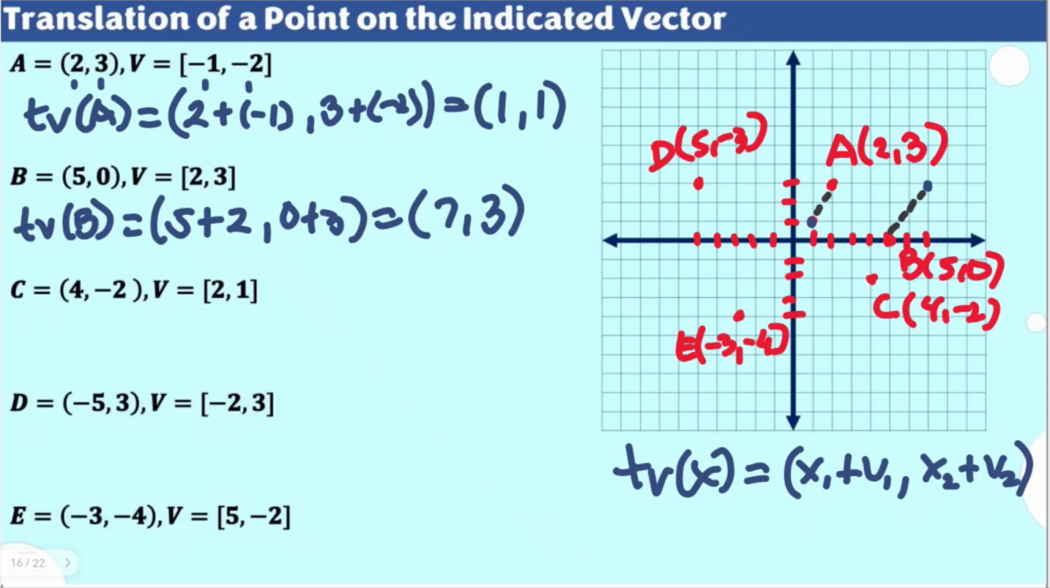Sorry for that. Okay, so how about C? So you have here the translation of C using the identified vector: 4 plus 2, negative 2 plus 1.